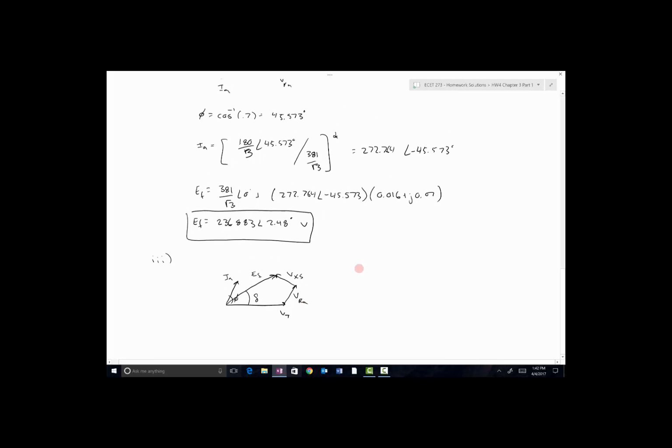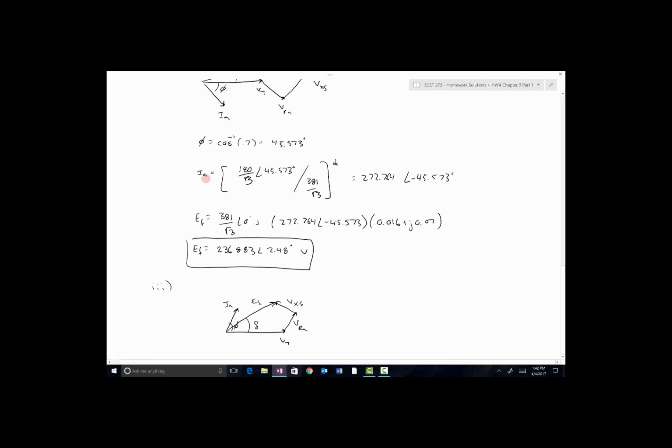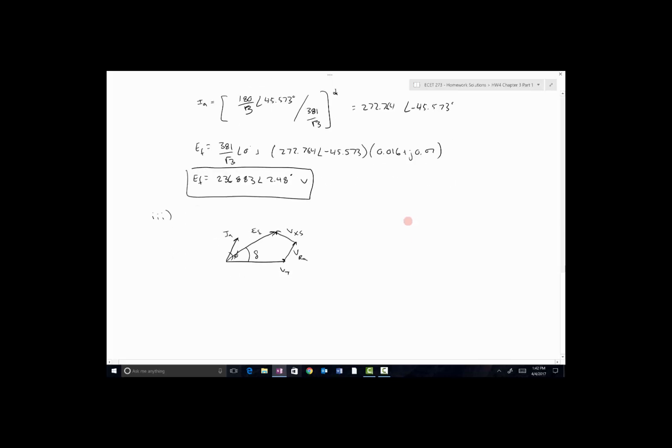We already showed that the current is just going to change angles. So for a power factor leading of 0.7, IA is equal to 272.764, angle 45.573 degrees, amps. You can save yourself some time, since you know it's still delivering a rated current. It's just the power factor that has changed. So that's lagging, this is leading.